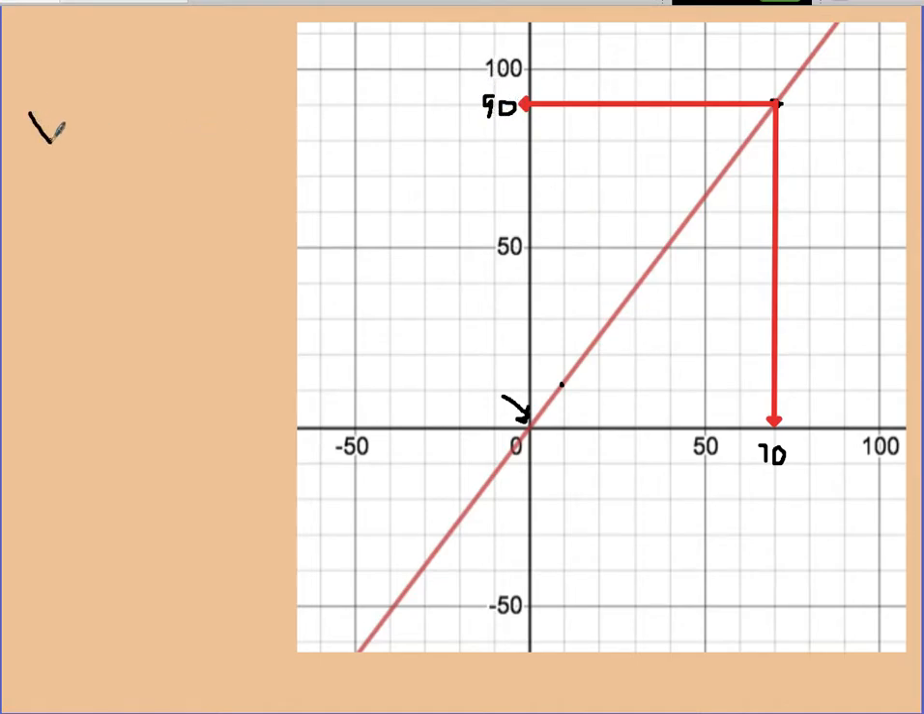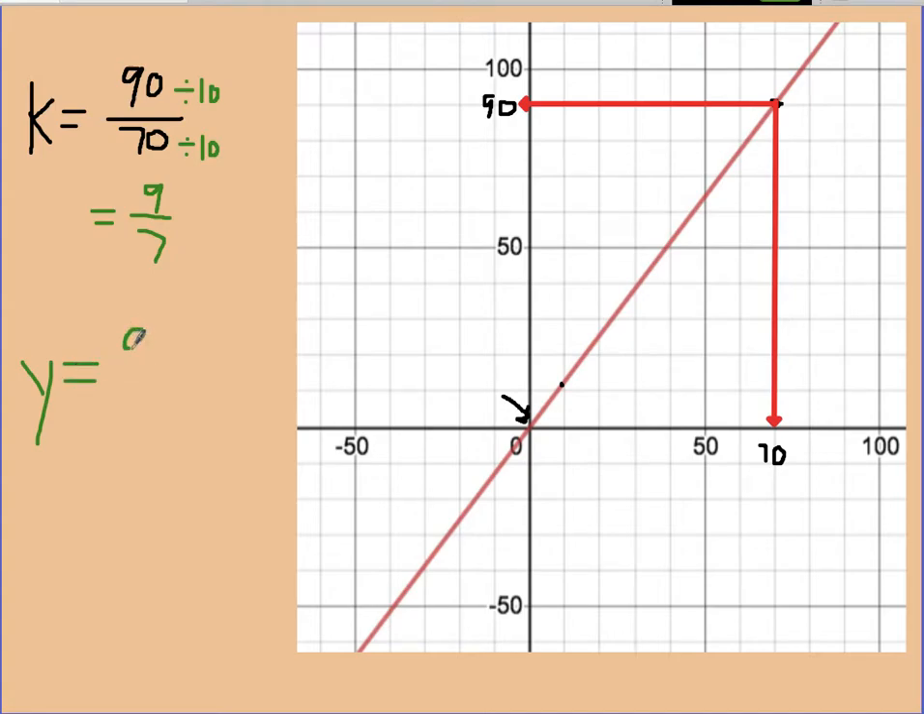Alright, so let's go ahead and calculate our k, our constant of proportionality. So I have y over x, 90 over 70. So I'll have to simplify. These are both divisible by 10, numerator and denominator. So when I simplify that, k is 9 over 7. Alright, when I write the equation here, y equals 9 over 7 x.